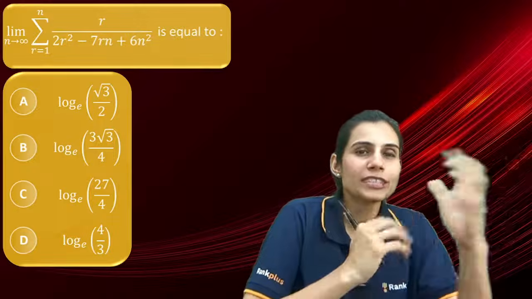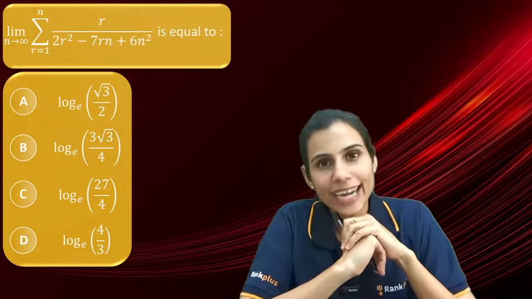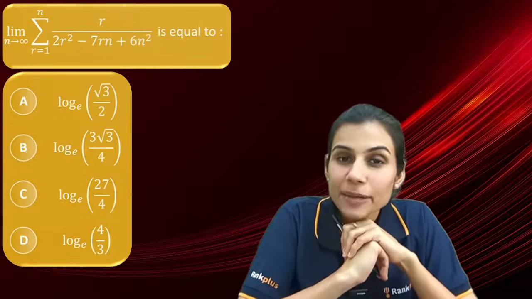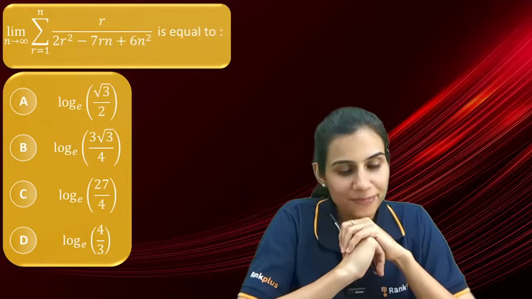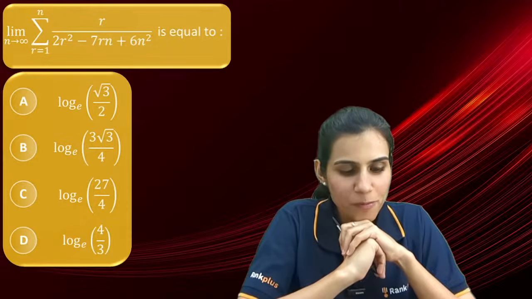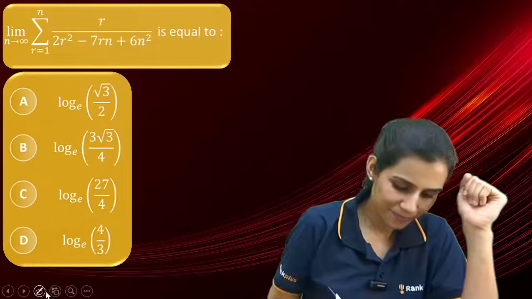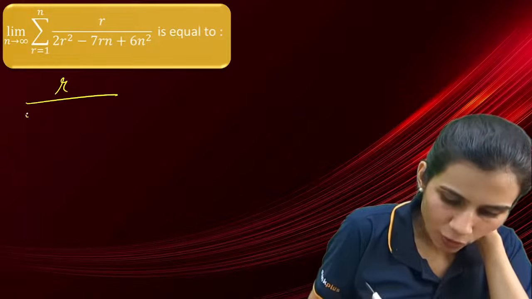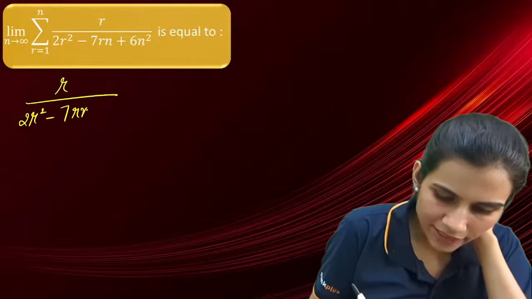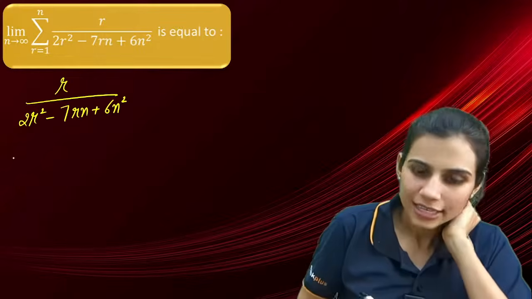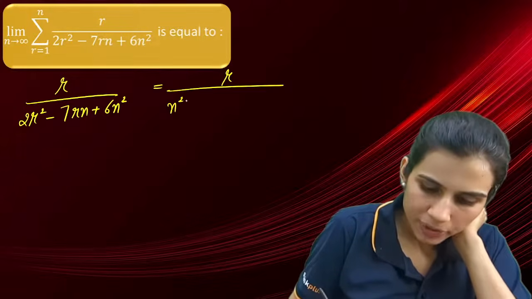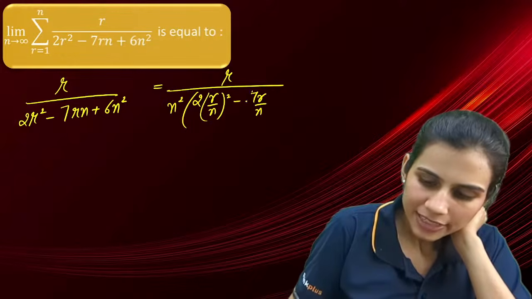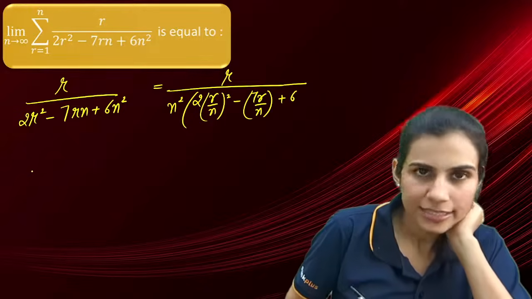The first question that we did today, somehow this is resembling that itself. Yes or no? Limit of a sum, everybody. Is it difficult? r upon 2r square minus 7rn plus 6n square. If I take out n square common, you are left with 2 times (r by n) whole square minus 7 times r by n plus 6.